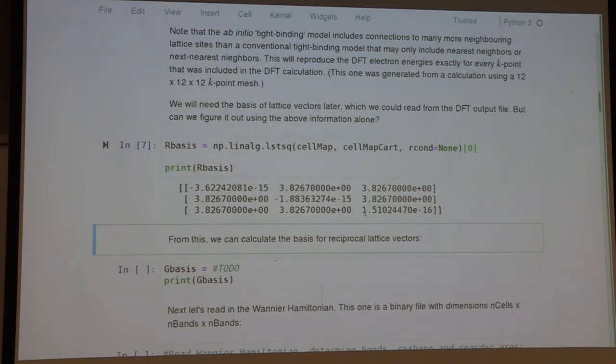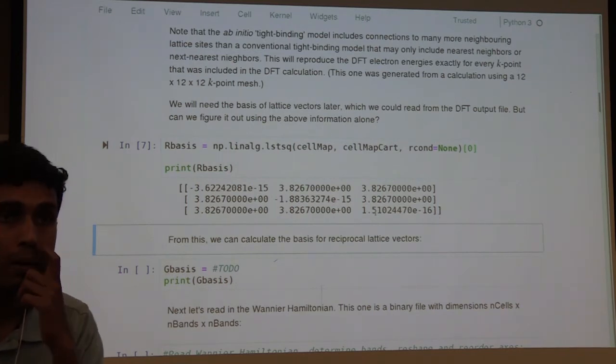Okay, so I get a 3 by 3 matrix by doing that, and these actually happen to be the basis of this lattice, right? So it's basically 0, a by 2, a by 2, a by 2, 0, a by 2, and a by 2, a by 2, 0. So those happen to be the basis of the face-centered cubic lattice.